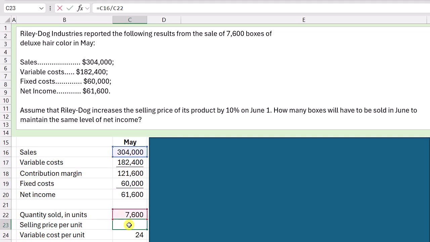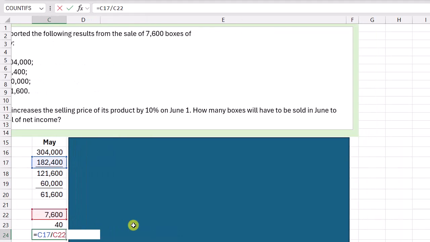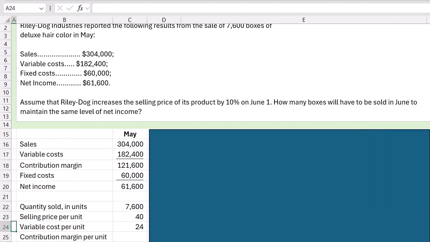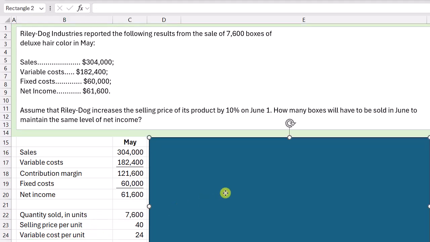Let's calculate the selling price per unit. We simply take the sales divided by the quantity sold. Okay, if we needed to calculate variable cost, we would take, this slid over. Let me slide back so you can see that. Variable cost, we would take the variable cost dollars and divide it by the quantity sold. Okay, now let's go through the steps on how to solve this. Let me slide back up at the top.